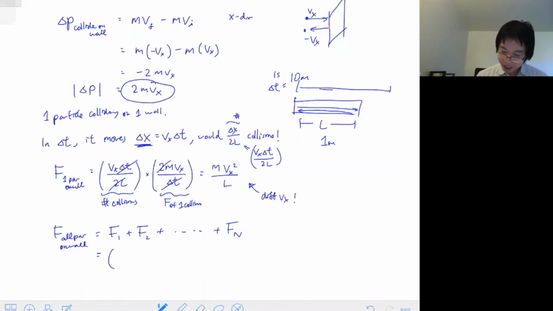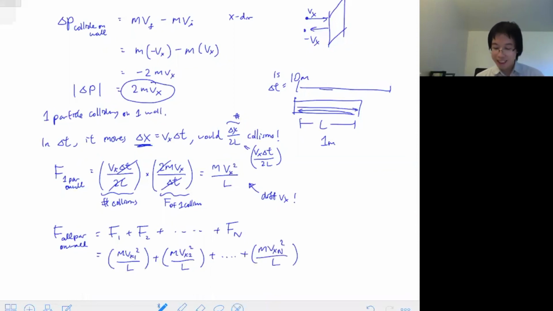So you first plug this in: m Vx1 squared over L plus m Vx2 squared over L, right? So that's the speed of each of them. Now we'll assume it's just one gas, so the mass of each particle is the same. So you add all these up, and you can pull out the mass over length. So you just have m over L times Vx1 squared plus Vx2 squared, adding all these over here.